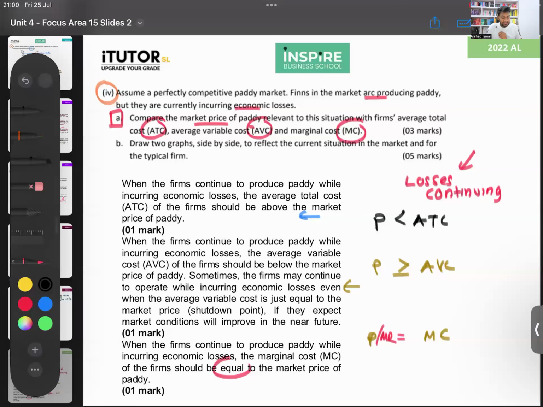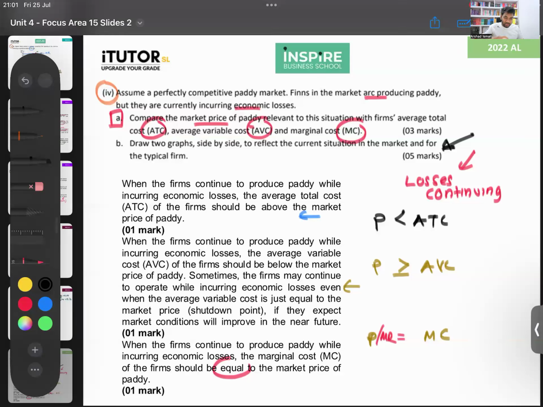Now the second one, they are saying, draw two graphs side by side to reflect the current situation in the market and for the firm. 5 marks for this question, I feel it is a very easy question. But some people get scared of the graph. If you looked at all the previous questions, they never told you to draw a graph. Now, all of a sudden, 5 marks to draw a graph. It's very easy, but you get scared. That is where the mock exam series becomes very important. You do the past papers and you can handle those questions.